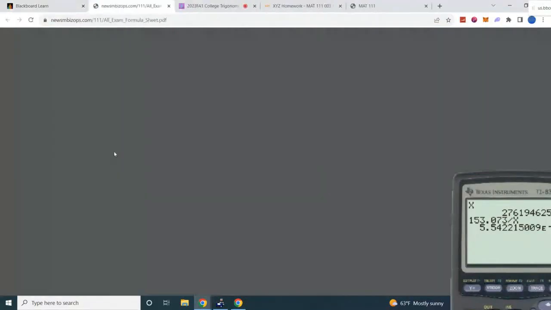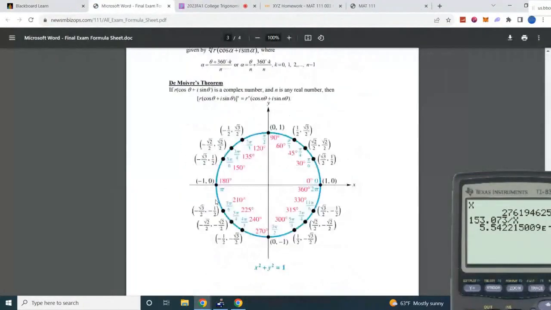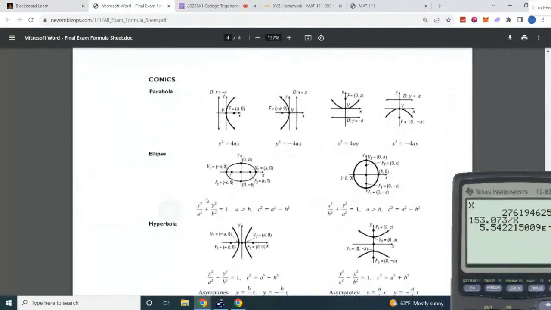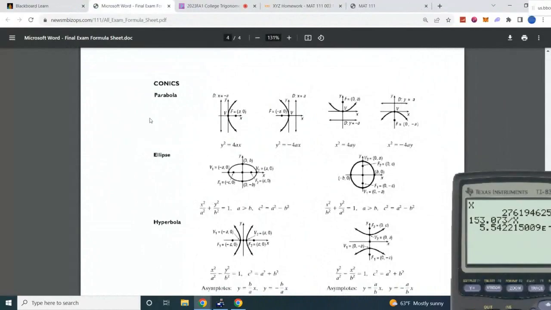To the all exam formula sheet, and that very last page has the conic sections, right? The parabola, the ellipse, and the hyperbola. The formulas on this all exam formula sheet that deal with conics are for conics that are centered at the origin.